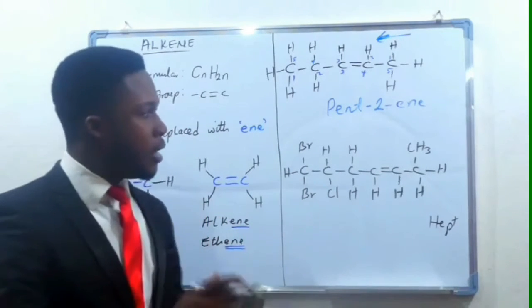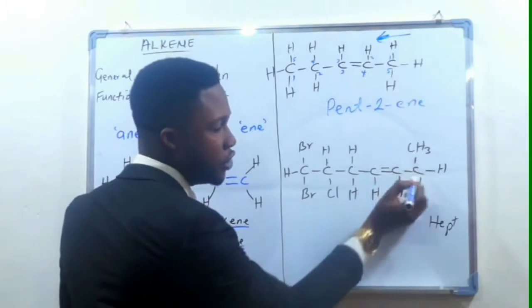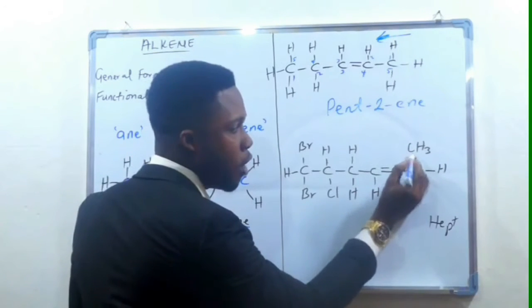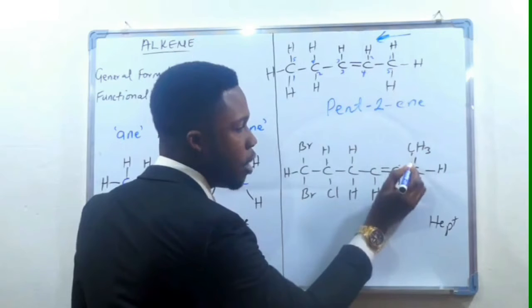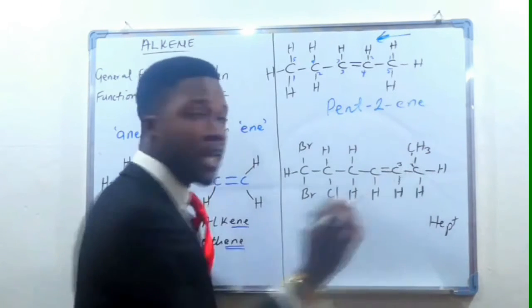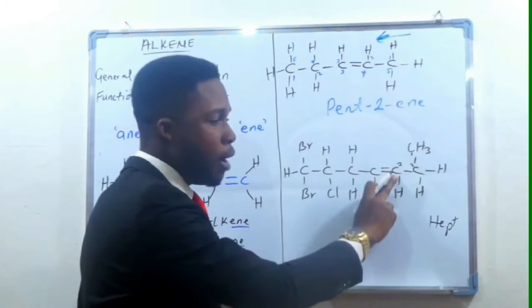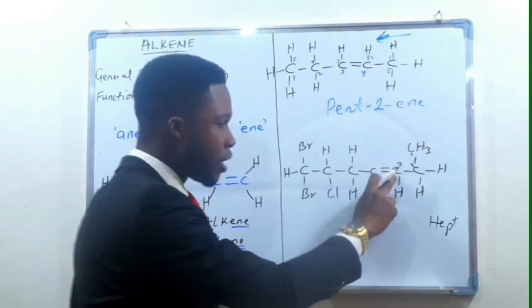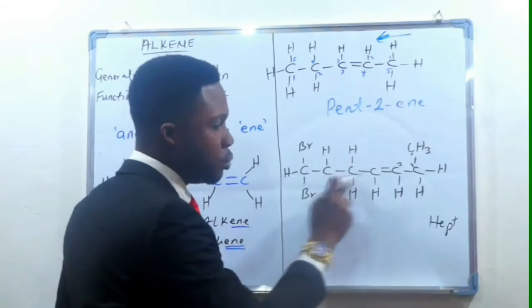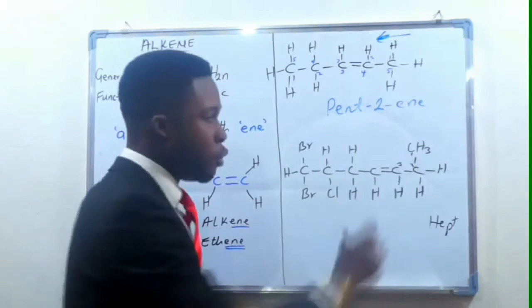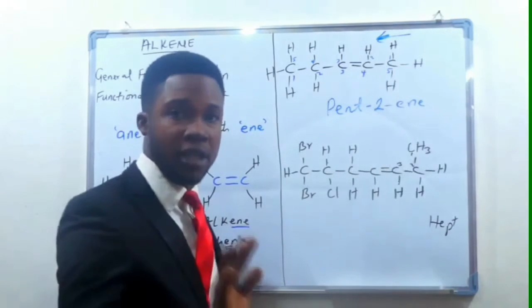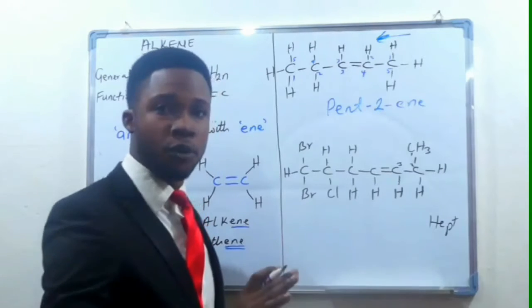Then this is part of the chain. This is from the substituent. 1, 2, 3. 1, 2, 3 gives us 3 for the number of the carbon with the double bond. From left, 1, 2, 3, 4. So counting from right, we have 3. From left, we have 4.